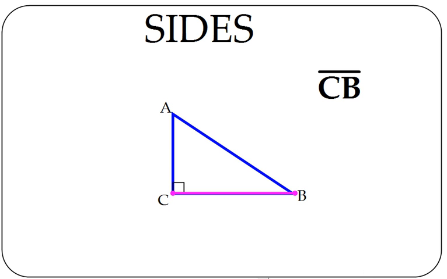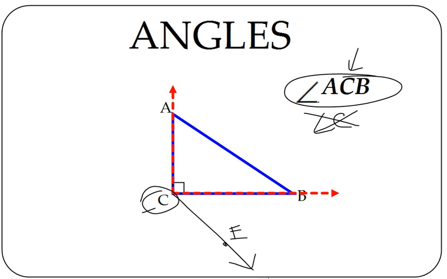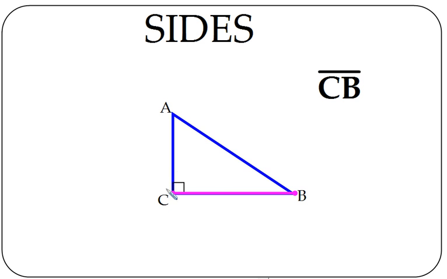Now let's look at the sides. This is side CB. What's the difference between a side and an angle? Notice the angle is made up of an endpoint, that's the ray, and it goes on to infinity here. This segment has two endpoints. It has a beginning and it has an end. Another segment AC, or side AC, and side AB.